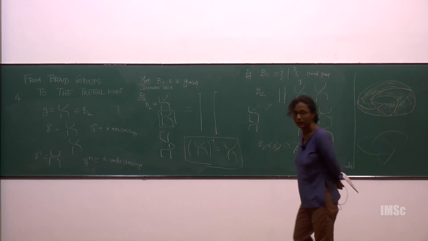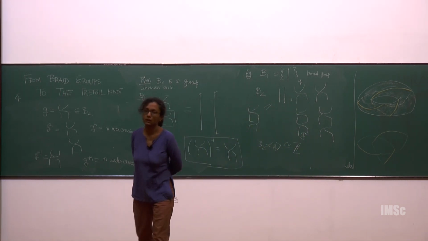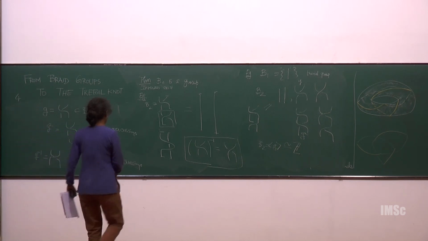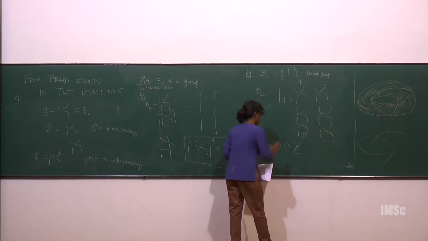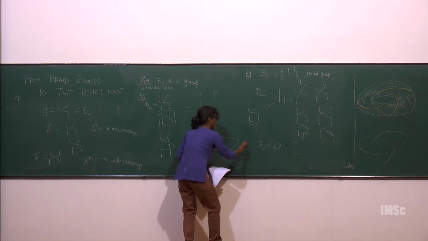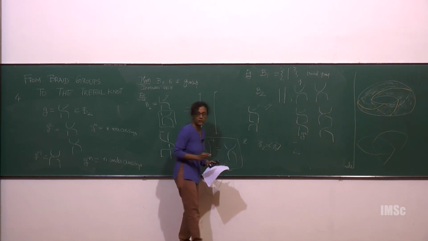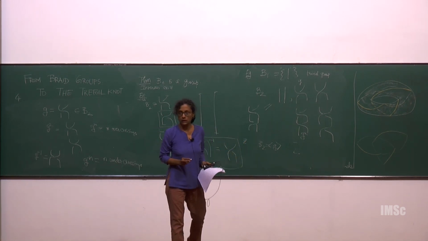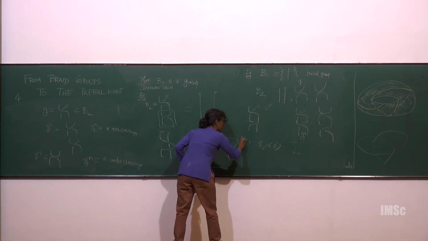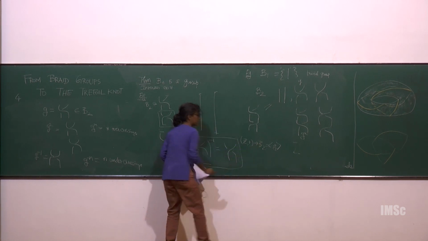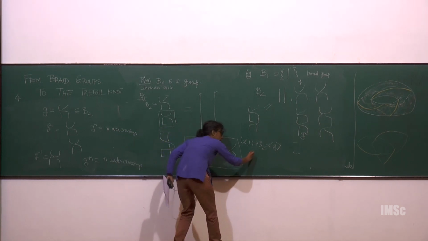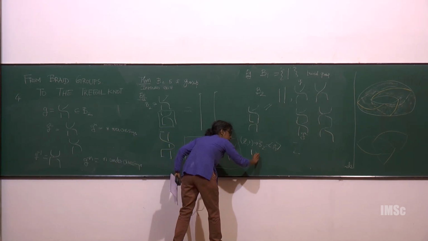How is G isomorphic to Z? Okay, how is it isomorphic? What is the group operation in the set of integers? Plus, yes. Multiplication. So here it is multiplication. So I will give a map from Z to B2. So what will I send 1 to? 1 is sent to what?